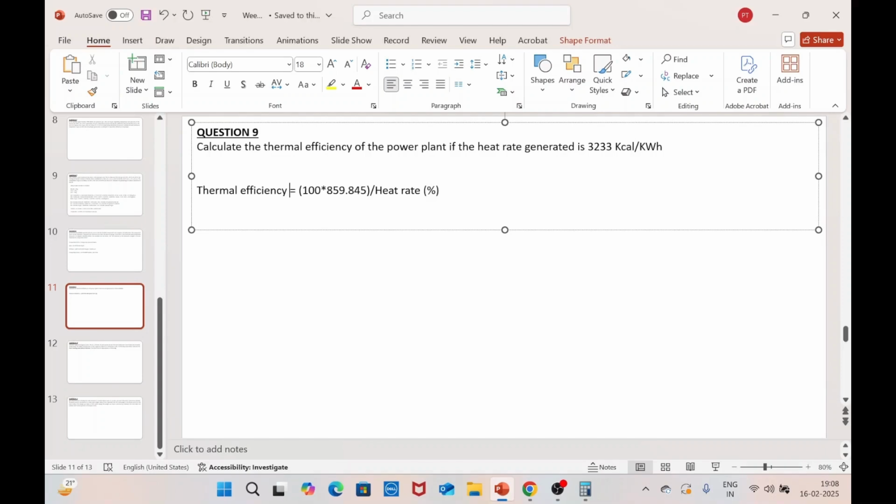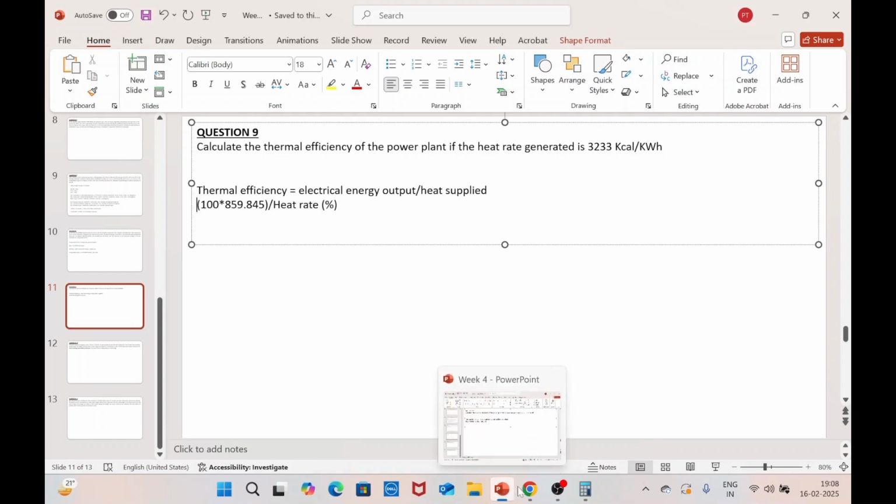Before that, I will describe what is thermal efficiency. The thermal efficiency can be expressed as the electrical energy output to the amount of heat supply. This will be the thermal efficiency. The heat rate will be exactly the inverse of this. It will be the heat supplied to the electrical energy output.